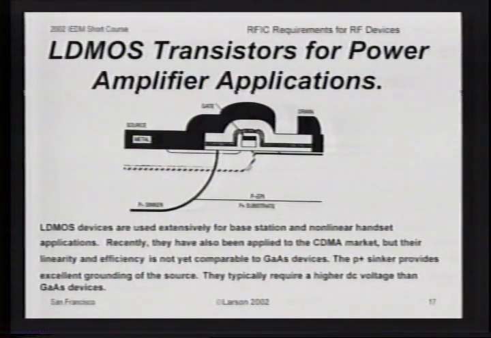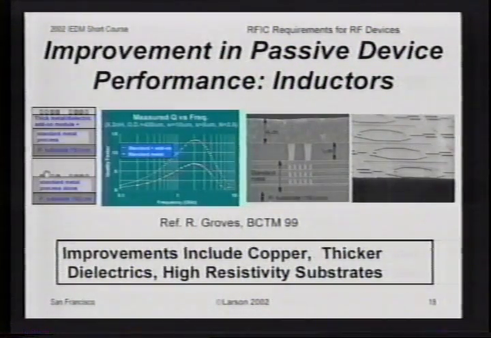And these, as I said, have been used for base stations, and there have been some attempts to use them in the CDMA handset market, but without too much success because of the voltage requirements. Now, that's a brief overview of transistor scaling and some transistor performance issues.